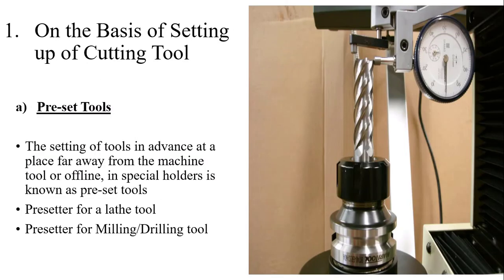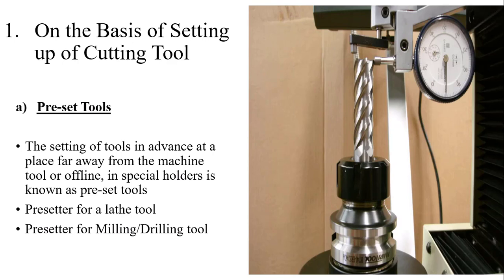First of all, I'll discuss the basis of the setting up of the cutting tool, that is, how the cutting tool is set and then installed onto the machine. The first type is called preset tools. These are tools that are set up, meaning the length and diameter of the tool is measured and then it is inserted into the CNC machine. This is a completely offline method, in which the tool, away from the machine, is set according to its diameter and length, then inserted into the machine.